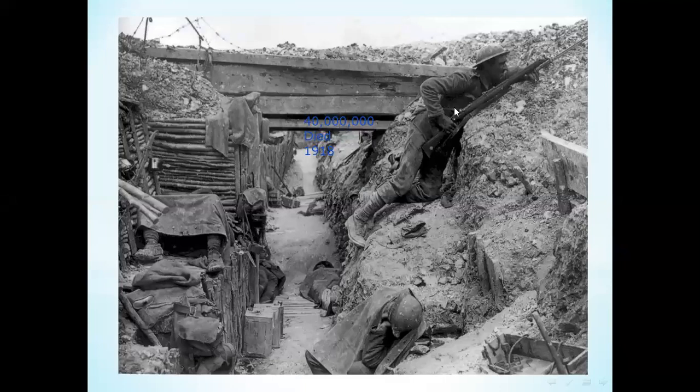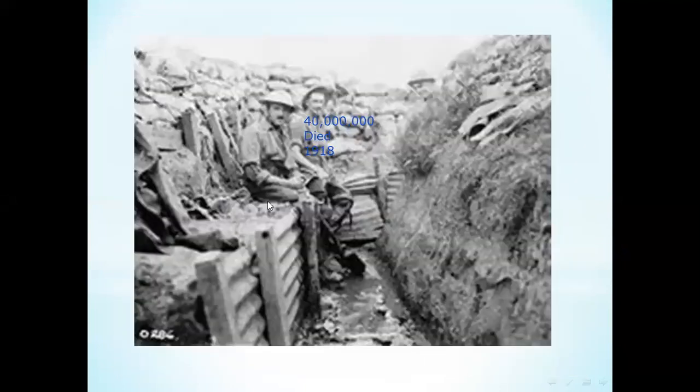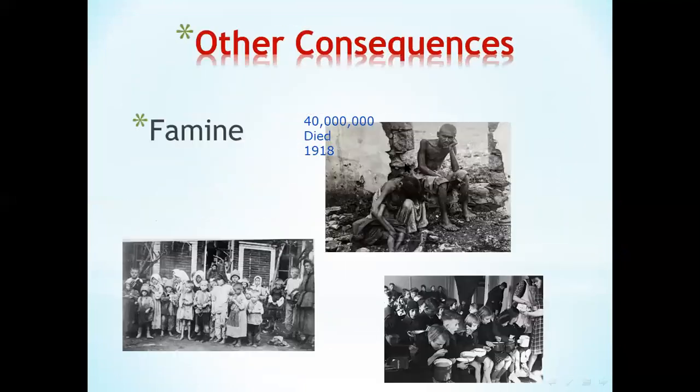Okay? Another result of the war, this is some real pictures. Another result of the war, after the war finished, what are the consequences? They had famine after the war because the people didn't farm for a long time and they didn't have crops and food for a long time. So after the war finished, a lot of people died of famine and hunger.